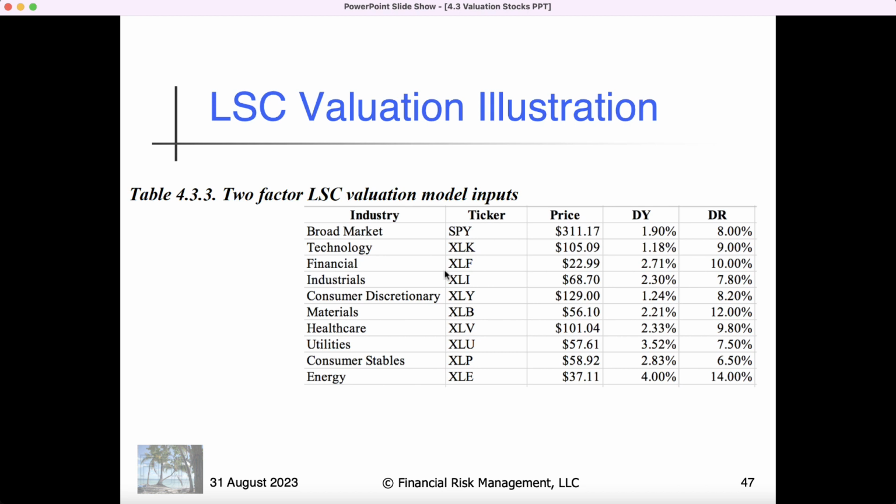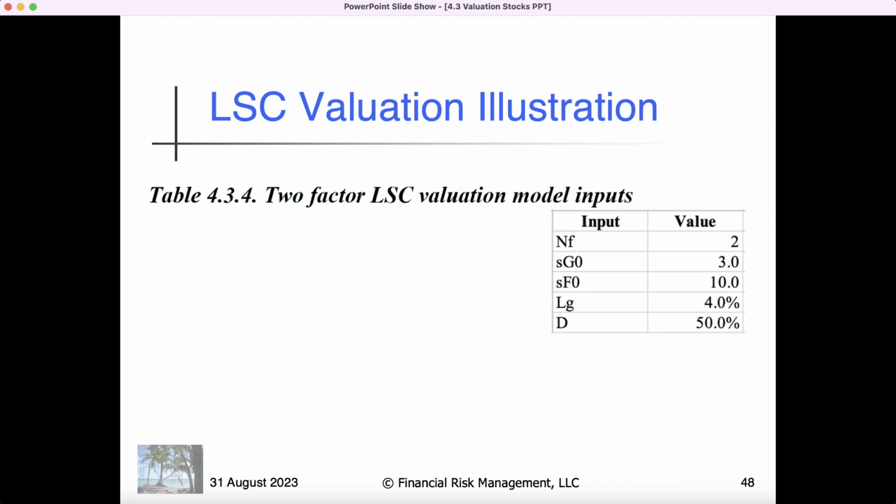the different sectors in SPY. We can observe the market price. We can pull the dividend yields. We can look at the appropriate discount rate based on some independent estimate or beta or some means of getting a sector discount rate. Using the two-factor valuations, I'm going to assume a scalar of 3.0 for growth and 10.0 for the forward curve, and then long-term growth of 4%, and the dampener is 50%.